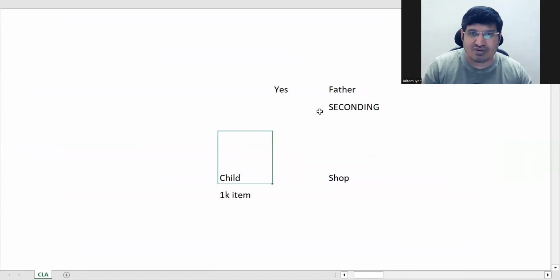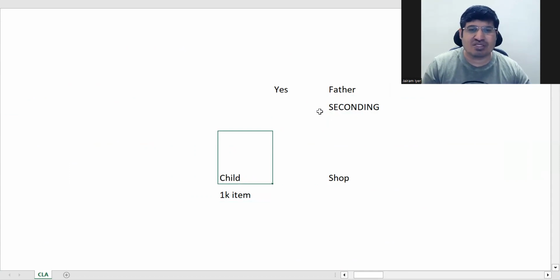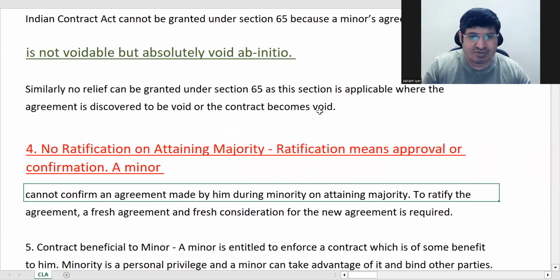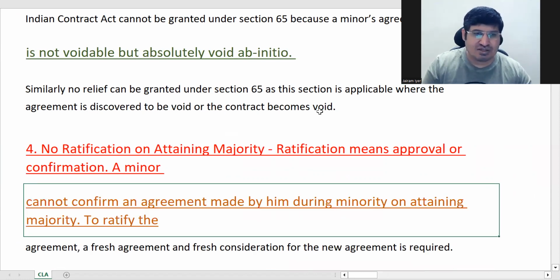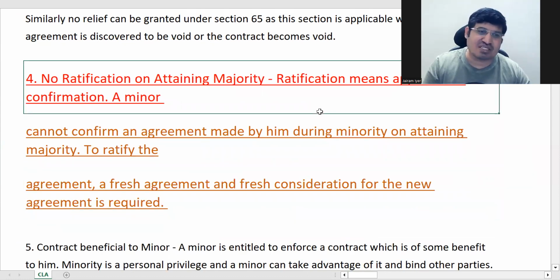Here I have used the word child just to explain what ratification is. This is not from a contract point of view, but just to tell you the process of ratification. This is the same thing which I have explained already.